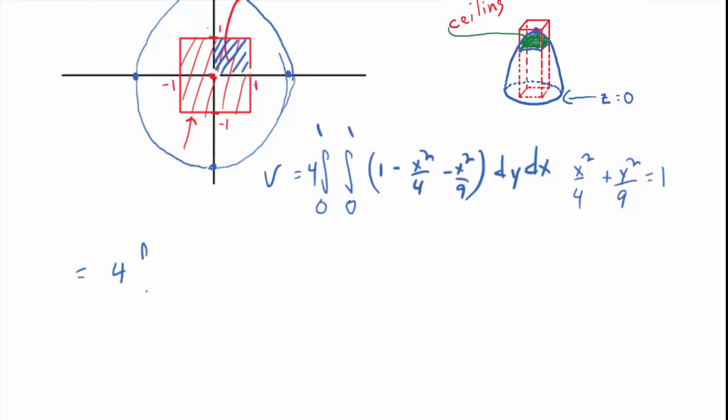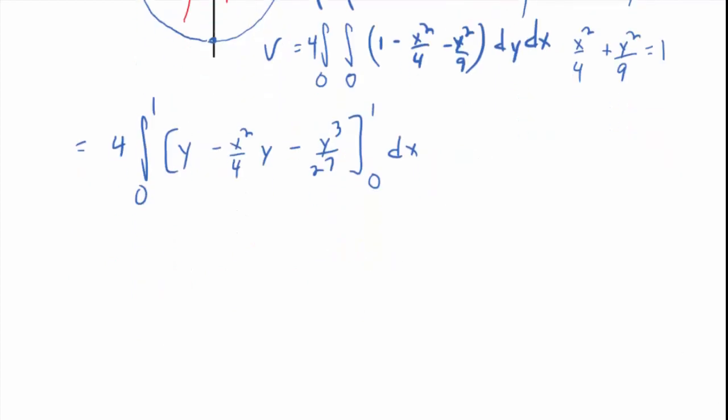So 4 times the integral from 0 to 1 of y. Okay, we're going to integrate 1 with respect to y, get y, and then minus x squared over 4 times y, and then minus, that's supposed to be a y squared. So what is that going to be when you integrate it? Minus y cubed over 27, evaluated from 0 to 1, and then dx. So that will save some time.